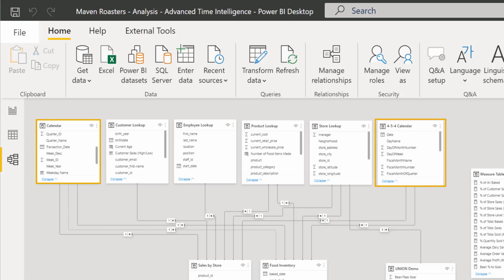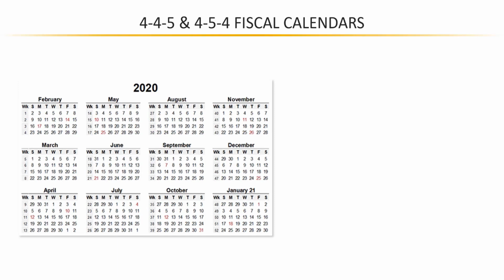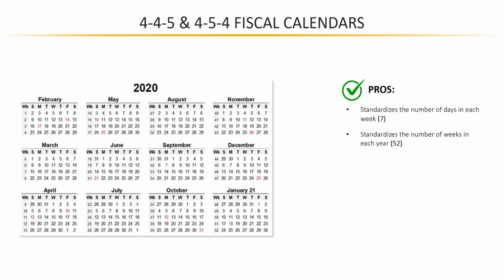We all know what the standard calendar table looks like, but what's the deal with this custom calendar table? Well, custom 445 and 454 calendars do a couple of things. First, they standardize the number of days in each week to 7, and then they standardize the number of weeks in each year to 52. If you look at the calendar here, we have 4 weeks, 4 weeks, and then 5 weeks. So this is a 445 calendar.